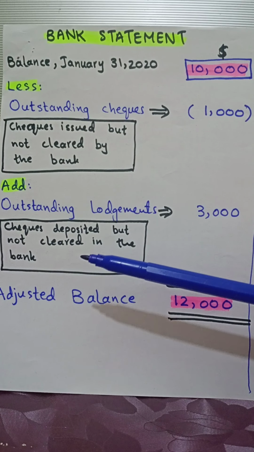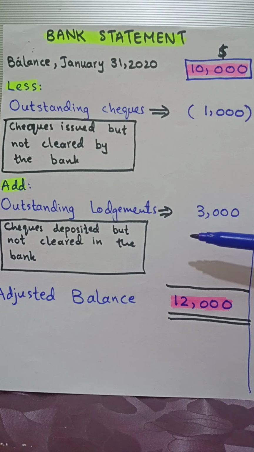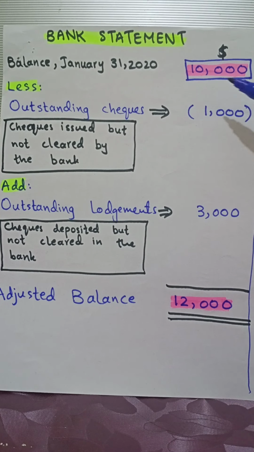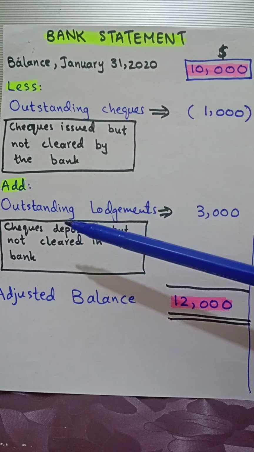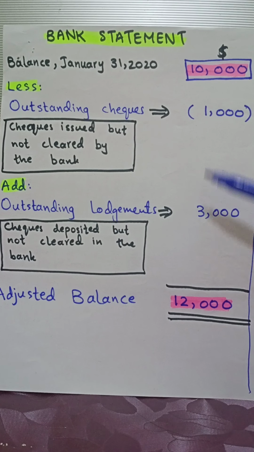Now one more thing: when a customer sends this $3,000 check to your business, you have made an entry in your cash book account, in your general ledger account. So you have debited this amount, but on the other hand, the bank has not yet credited it. That's why you will add that outstanding lodgements amount, or outstanding checks amount, to the bank balance which is being shown in the bank statement.